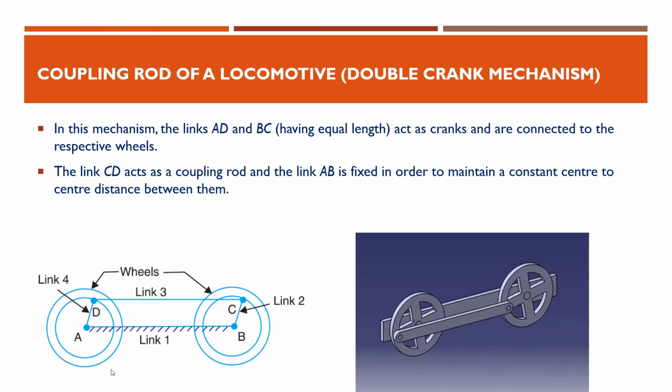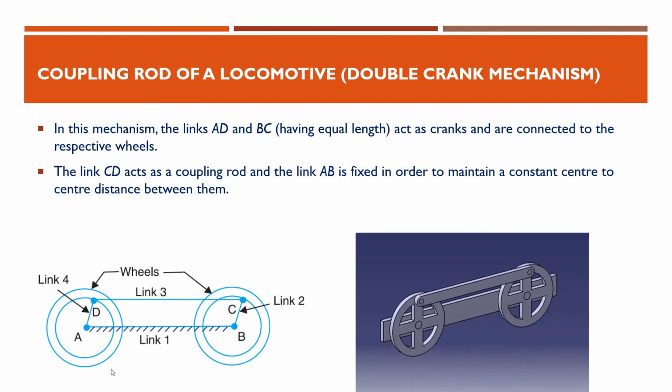It is connected to the wheels by the link 3. So, this is the coupling rod of a locomotive, or a double crank mechanism. It is called a double crank mechanism because it has two cranks. CD acts as the coupling rod or the connecting rod, AD and CB are the cranks, and AB is the fixed link. Okay, so this is the one thing.